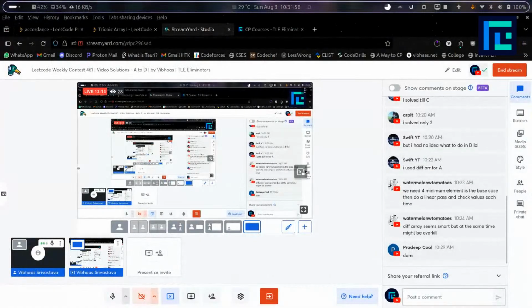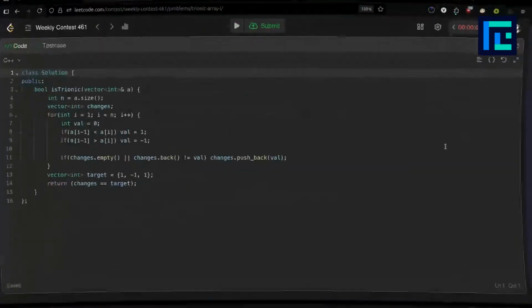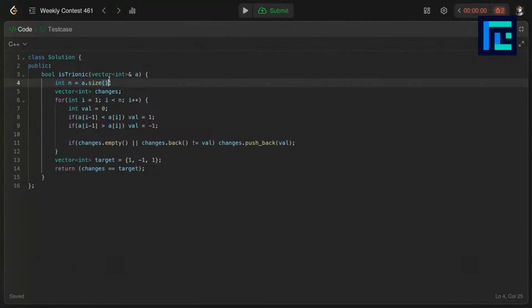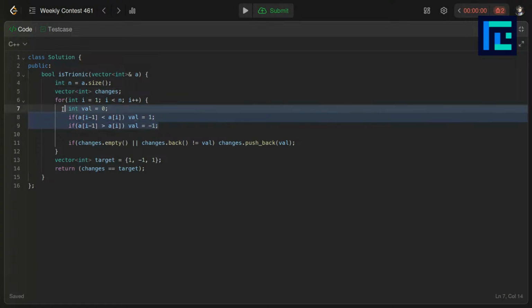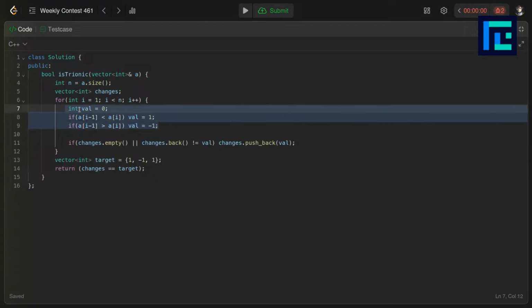All right. Let's have a quick look at the code. So here's the code. First, we define n as the size of the vector. I renamed the vector to a just to be easier to understand. So a dot size. Then we make our vector of the changes. Then, yeah, this is basically the logic. Has it stayed the same? Has it decreased? Has it increased? That's what we are checking over here.